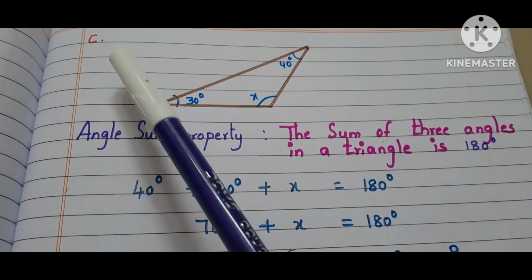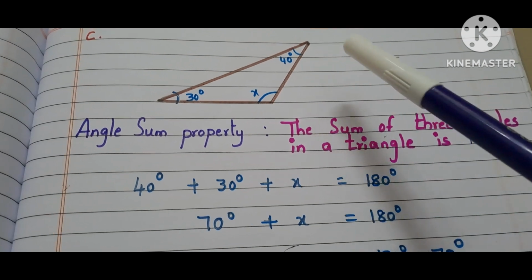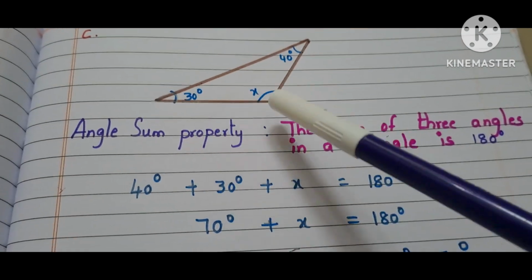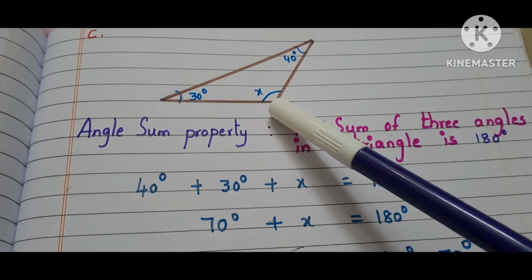Now let us go to part C. Here we have the triangle with the angles 40 degrees, 30 degrees and x. We have to find the value of x.